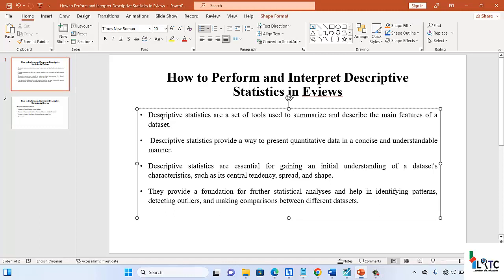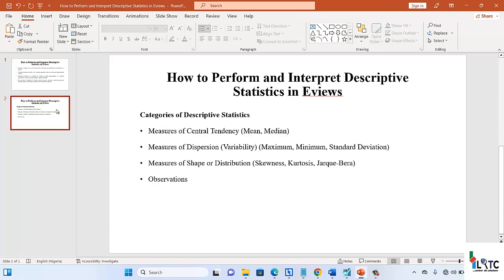We have categories of descriptive statistics. The first one is the measure of central tendency, and that is the mean and the median. Of course, we have the mode, but Eviews doesn't provide the mode unless you want to generate it yourself. But the statistical results that you will get when you perform descriptive analysis in Eviews will give you the measure of central tendency, which comprises the mean and the median.